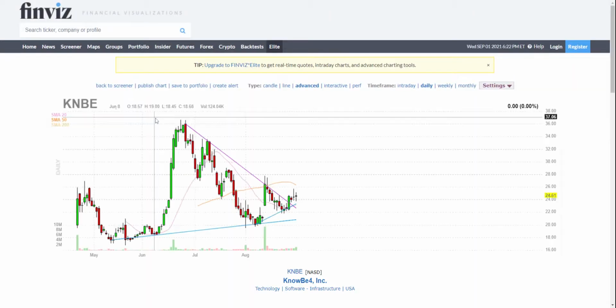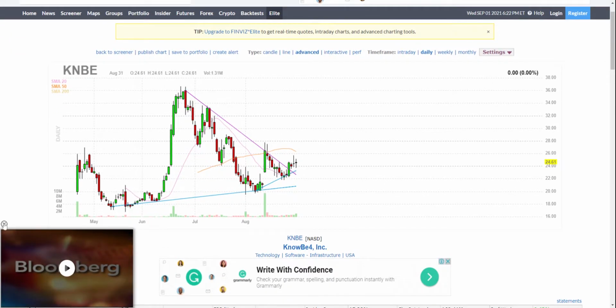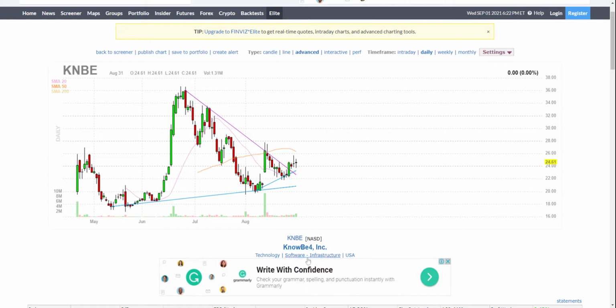Also, this KMBE, what does that mean? It is a software infrastructure company located in the USA, in the technology industry. As you can see, again we have a pennant forming, another pennant, and we broke the structure. The SMA 20 is above the price, but it is what it is. We want it to be above the 50 moving average. So this could be a potential squeeze. We don't know, we're going to see what will be happening in the future.